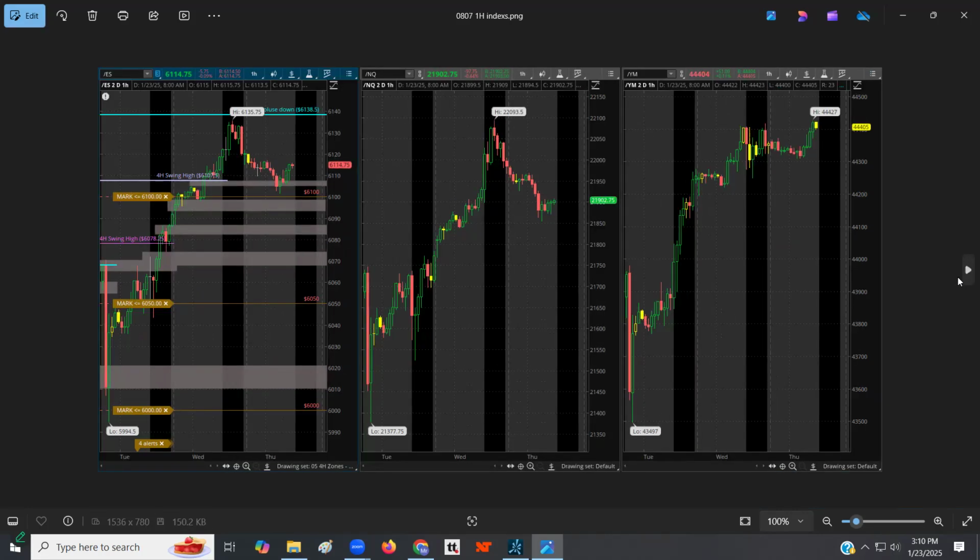0807, just look at the 1 hour indexes of the ES, NQ, and YM. Still see the NQ in the middle chart, consolidation phase, the ES on the far left starting to trend up, and the Dow on the far right, YM, is trending up.